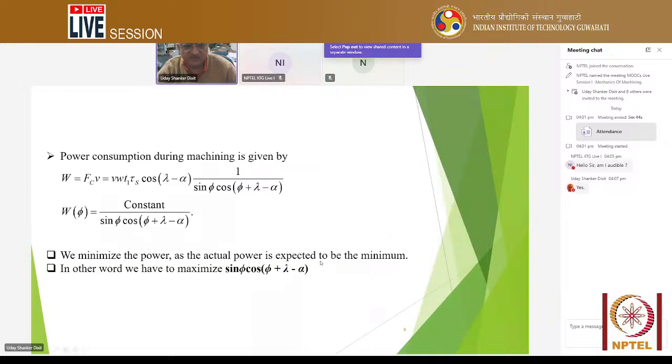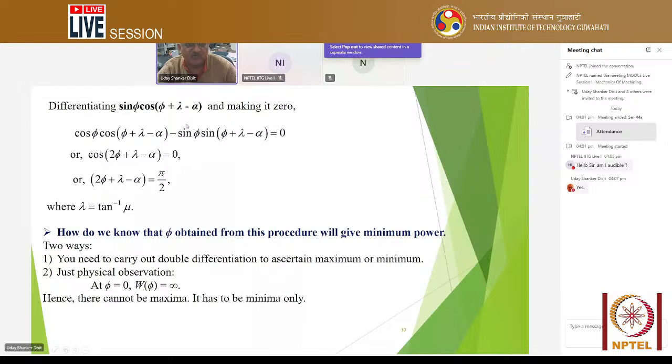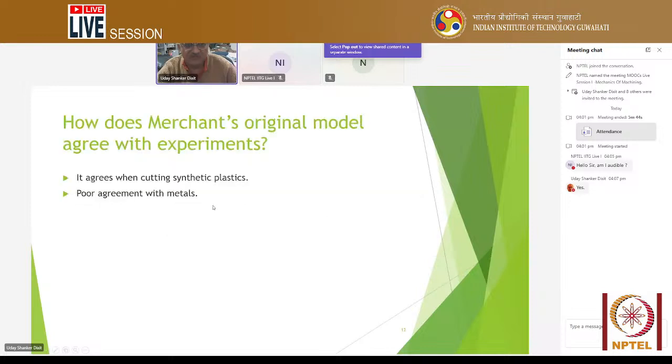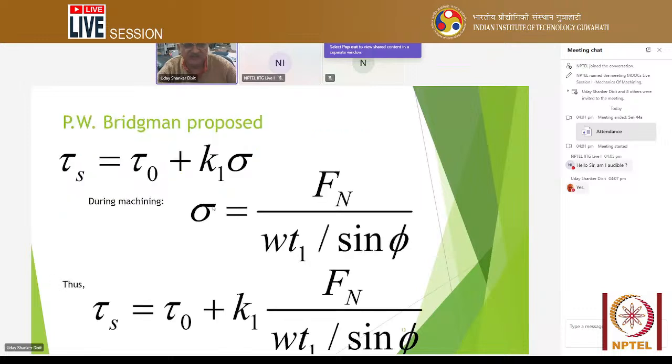So to minimize the power, in other words, we have to maximize this one, and this you differentiate with respect to sin phi, and then you say that this must be the power. So that is what we found, some relation of FC. But you know that this model has poor agreement with experiments because we have not considered the fracture concept.